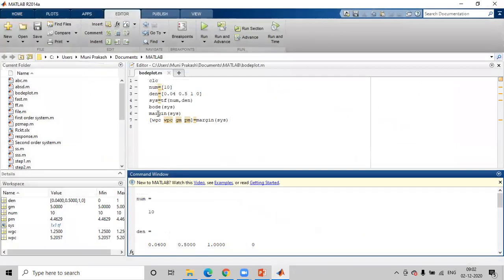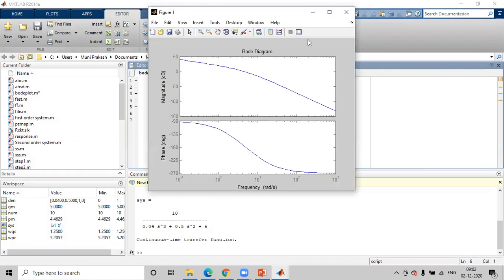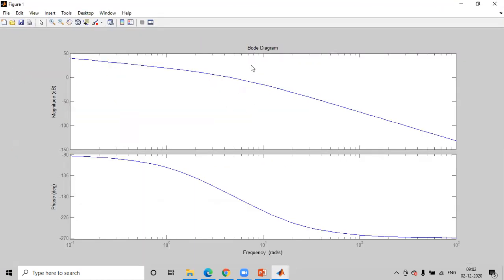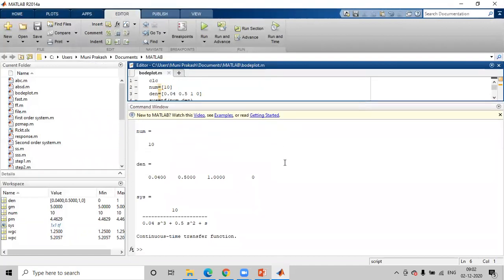And if we remove the last two lines, the margins and all can be removed. Now if you run the program, you can check the graph. The graph will come, but the domain specifications, gain margin, phase margin, and all, are not there. If we specify the terms, then only they will come. Simply the Bode of the system gives the Bode plot, but if you know the domain specifications, then only you can identify the stability of the system. The same thing you can cross-check in the command window also.